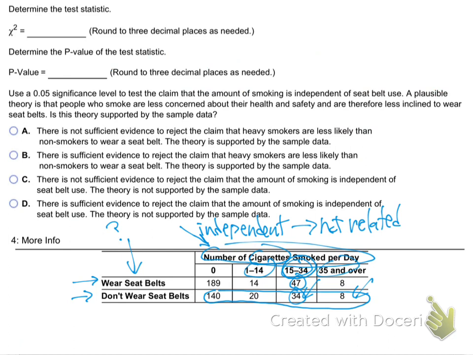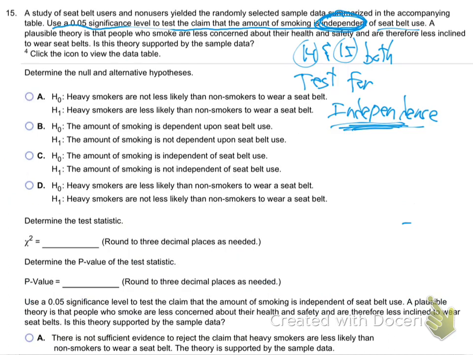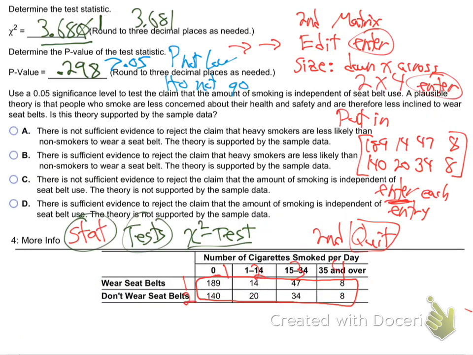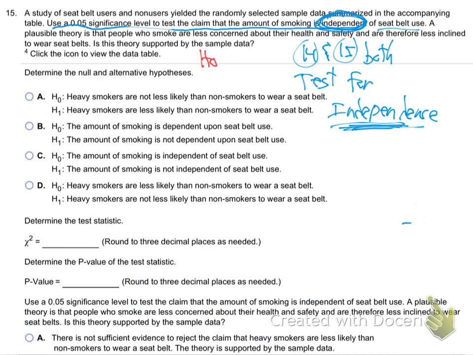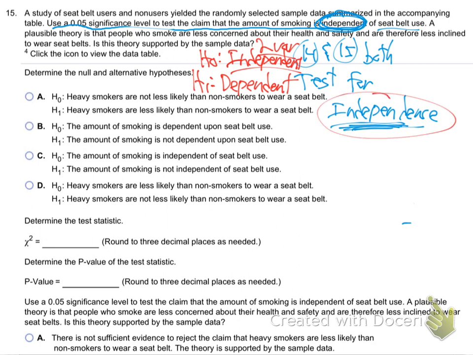What was the H0? Oh, I never wrote the H0, did I? I should write that back here. The H0 for a test for independence, the null hypothesis, is always that they're independent. That the 2 variables, smoking and seatbelt use, are independent. H1 is that they're dependent on each other. They're not independent. That's always the null hypothesis for a test for independence, problems 14 and 15.